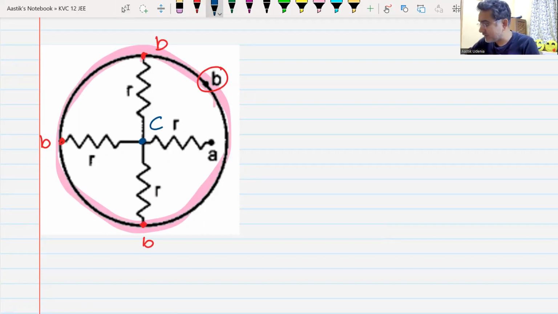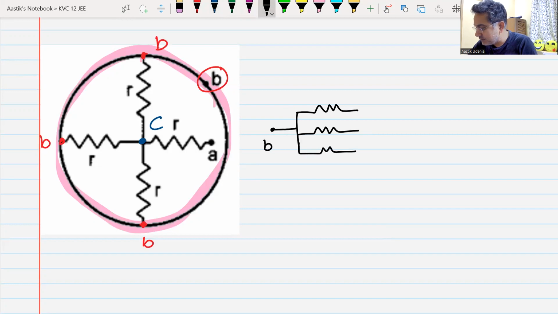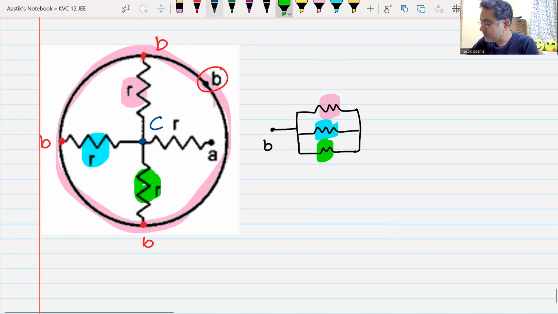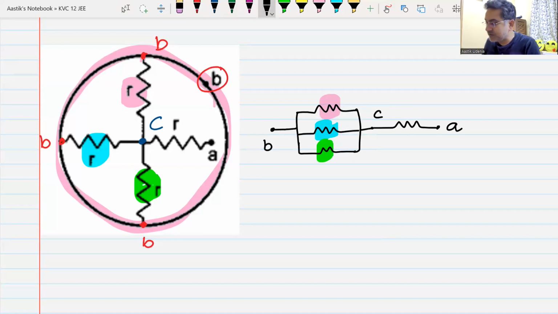So if I redraw the circuit, if you want to redraw, between B and point C, you will have 3 resistors connected like this. Resistor number 1 here, resistor number 2 here, resistor number 3 here. Then you have this point C, and between C and A, you have one more resistor R, which is this yellow one. The yellow one is here.